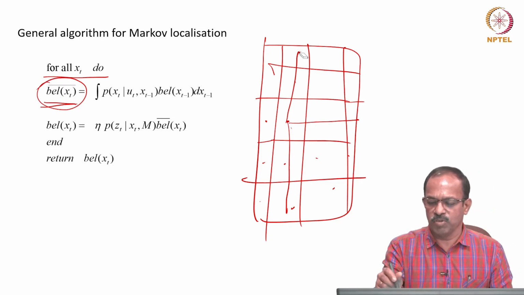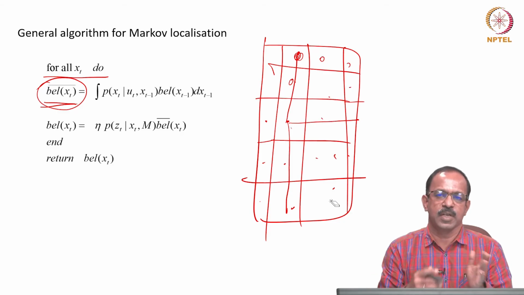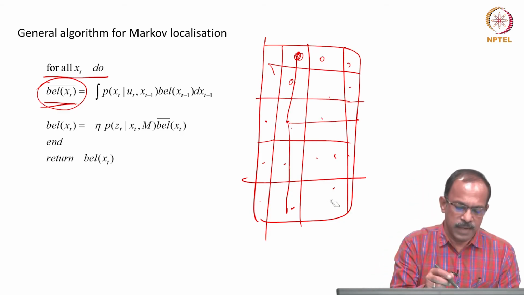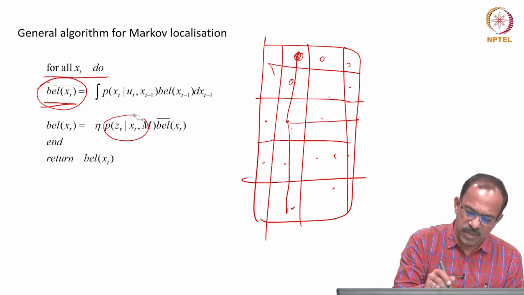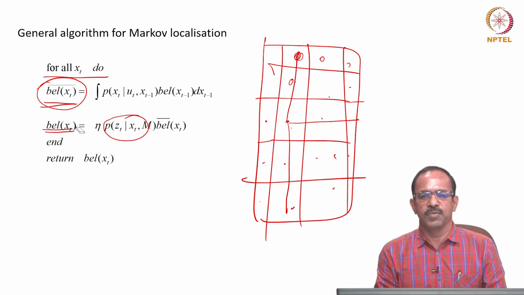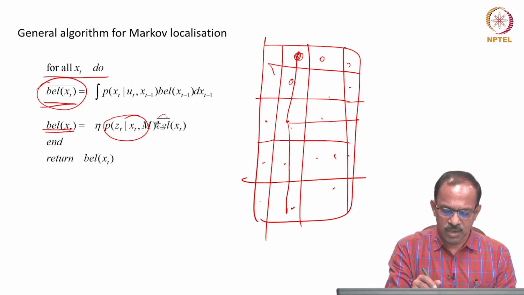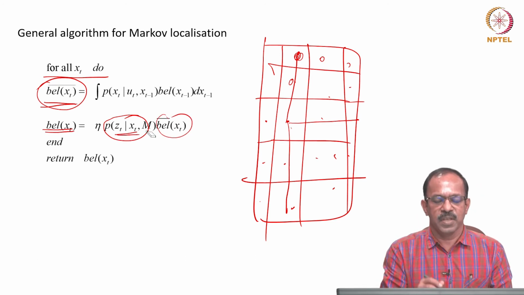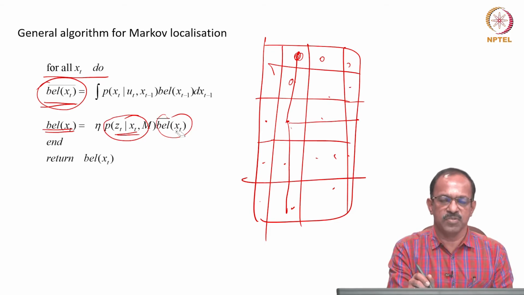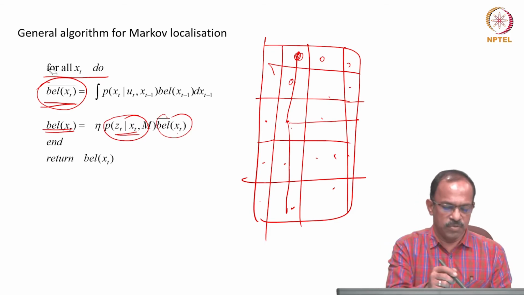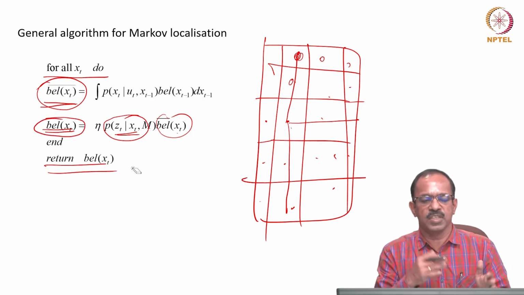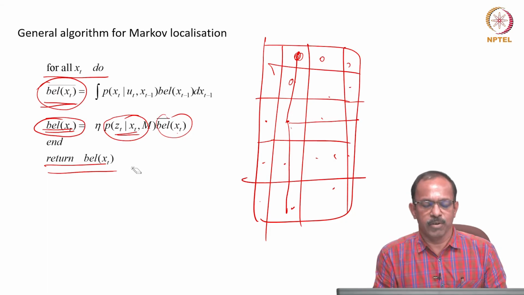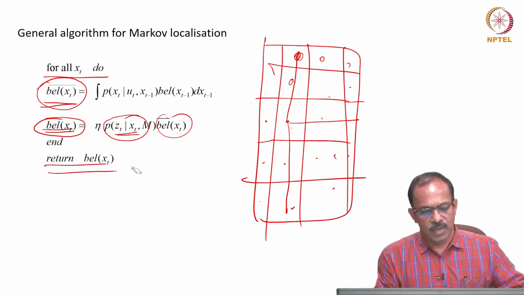So you find out the possibility that the robot is here or here or here. You find out all the possibilities because of the control inputs. And then, based on the information collected from the sensor, you recalculate the belief states, because now this is known and this will be given by the sensor. That probability multiplied by this belief state will give you the belief state xt, and that will be the returned belief xt. So this is how you implement the algorithm for Markov localization.